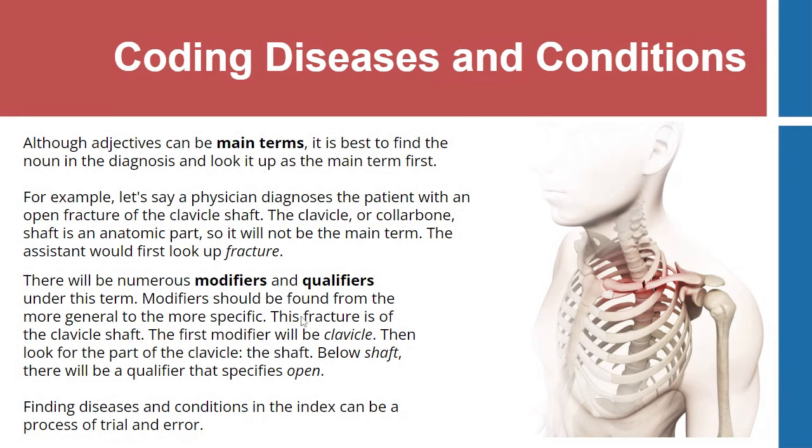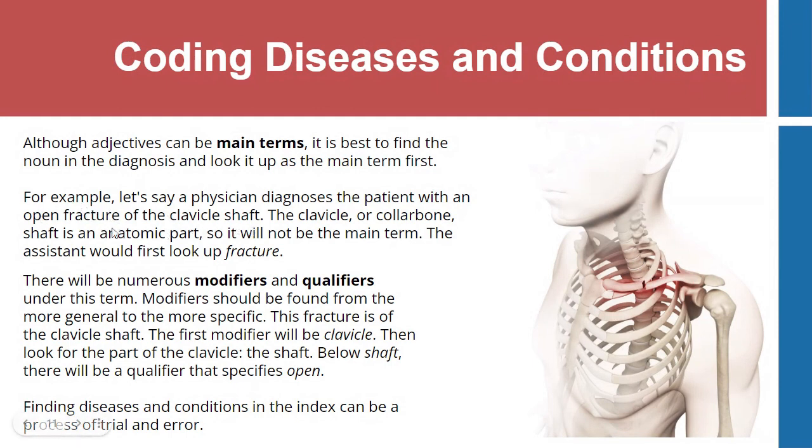Then, what part of the clavicle? The shaft of the clavicle, right? Now we know the clavicle is the collarbone. Below shaft, there will be a qualifier that says open. So let's just look at that again. We're going to look up fracture, because fracture is a condition. So, open fracture of the clavicle shaft.